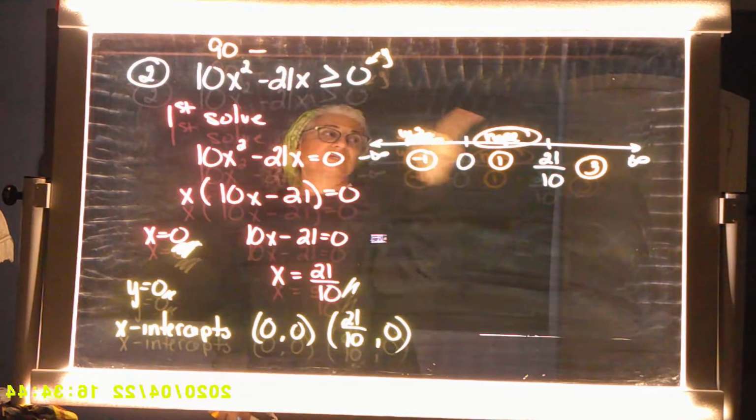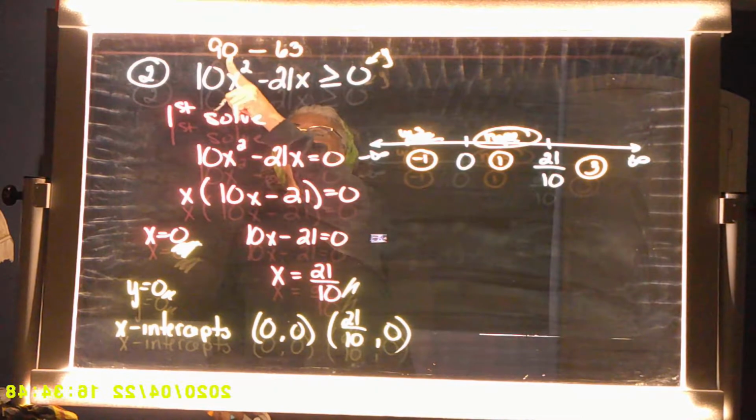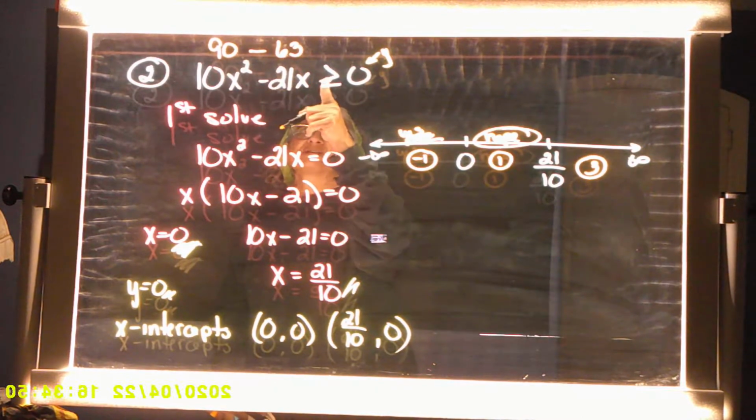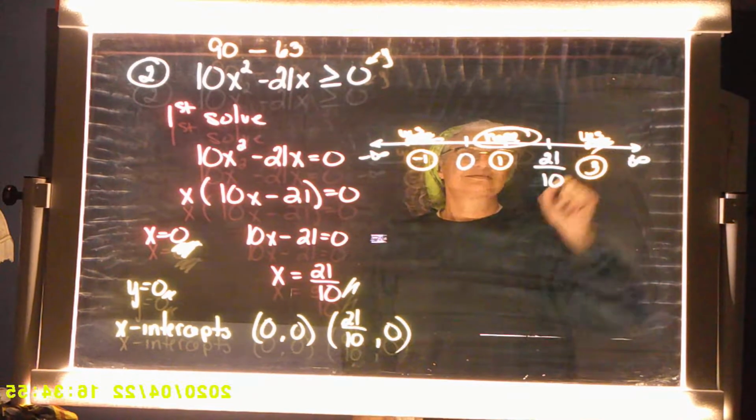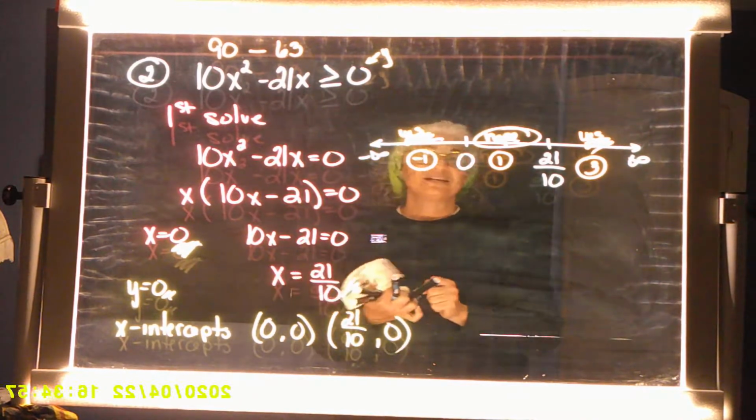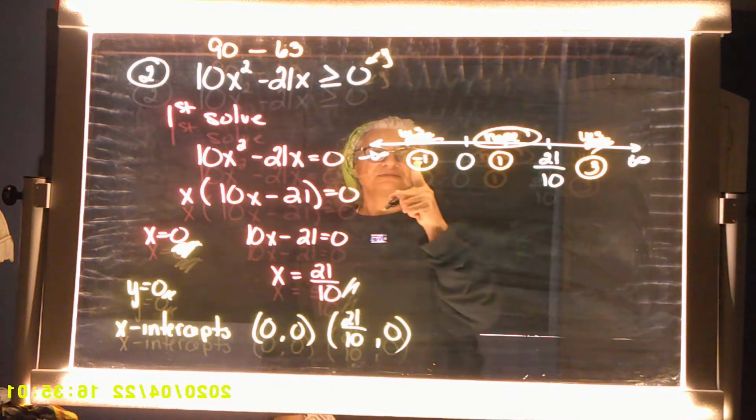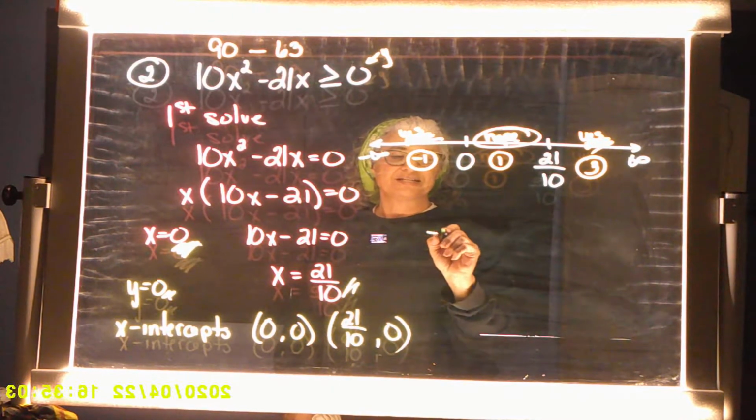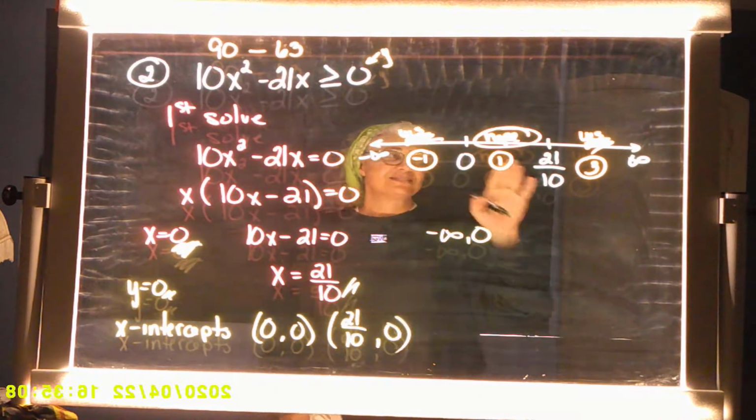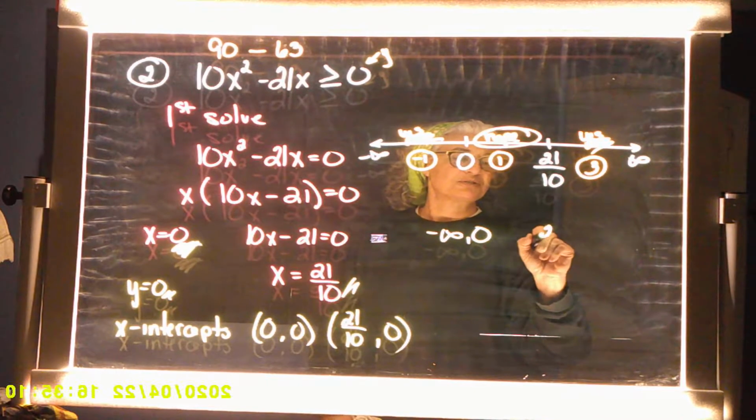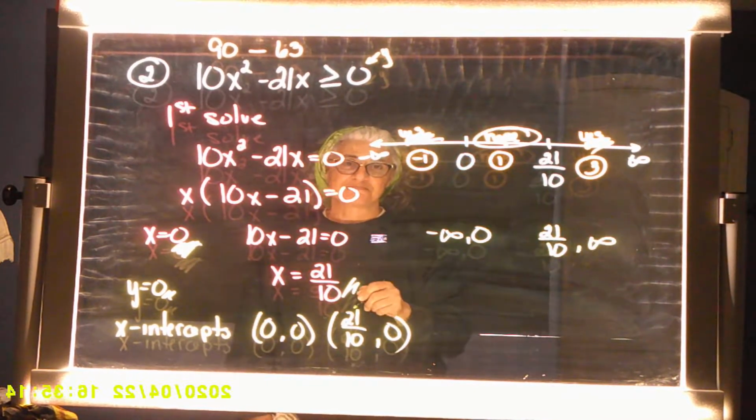Minus, what's 21 times 3? Good, 63. Is 90 minus 63 greater than or equal to 0? Yes, it is. So I'm noticing I have two intervals that work for us. One interval, this yes interval, starts at -infinity and ends at 0, doesn't it? The second yes interval starts at 21 over 10 and ends at infinity, doesn't it?